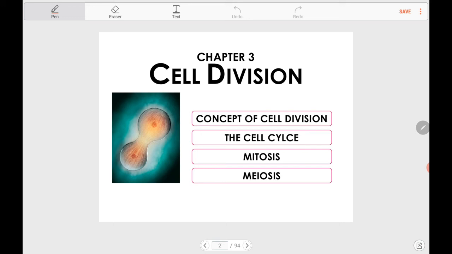Dalam topik cell division ada 4 major subtopics. They are concepts of cell division, number 1, and then the cell cycle, number 2, mitosis, number 3, and then the last subtopic for this chapter is meiosis.